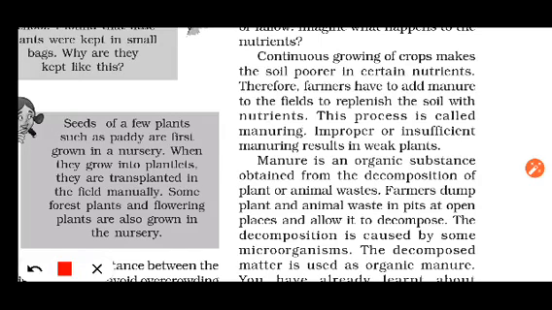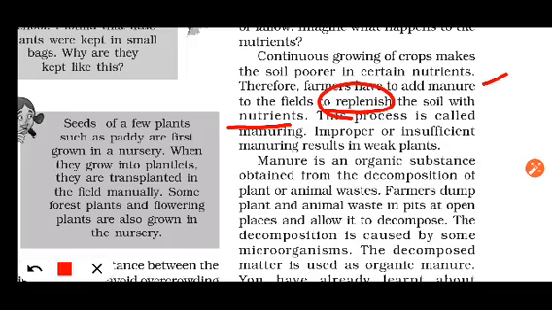Now what can be done? Then farmers have to add manure. Farmer को क्या मिलाना पड़ता है? Manure to the fields to replenish the soil with nutrients. Replenish means to supply. Replenish means कि भरपाई करना, soil में जिन nutrients की कमी हो गई है उनकी भरपाई करना. The process is called manuring. The adding or the mixing of manure to the soil, this process is called manuring.